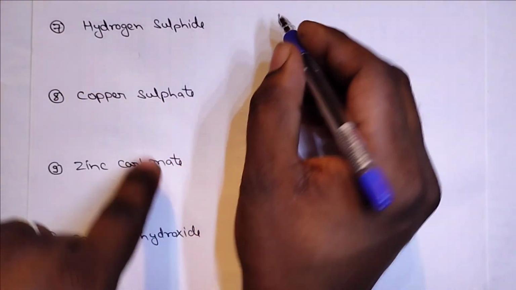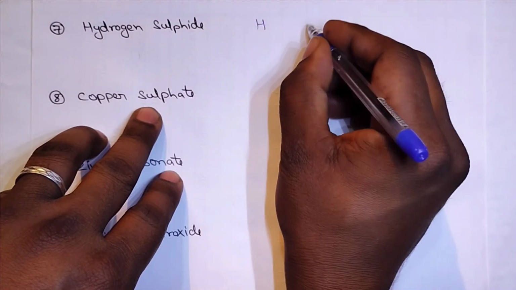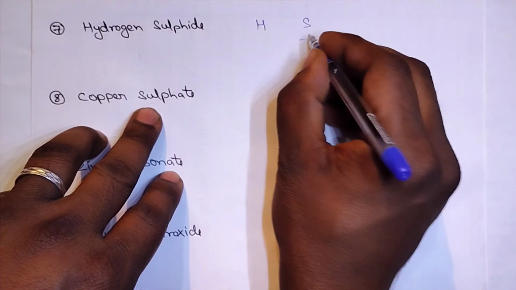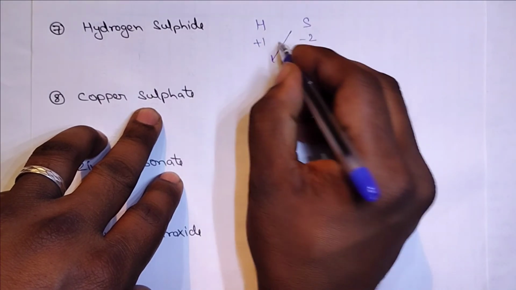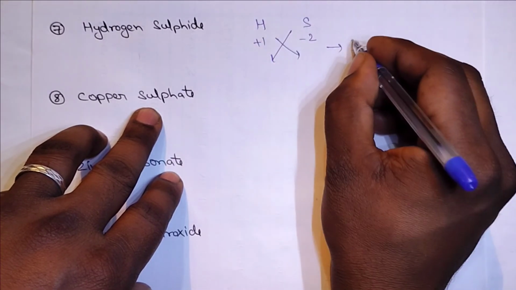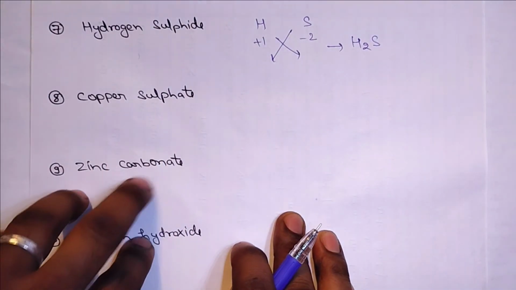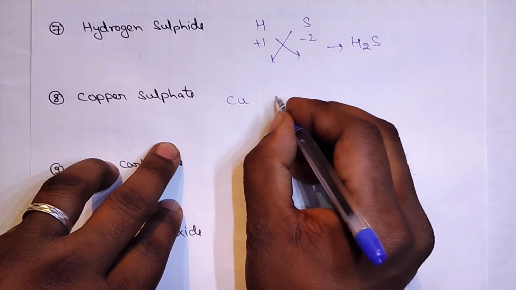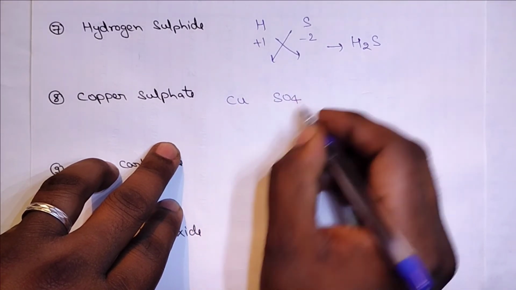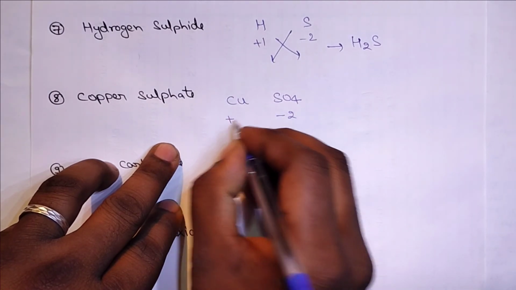Our next example is hydrogen sulfide. For hydrogen, the symbol H is used. Sulfide, S, valency of sulfide is -2, hydrogen is +1. Crisscross method, and the compound formed is H2S. In the same way, the symbol of copper is Cu. Sulfate, SO4. Valency of sulfate is -2. Valency of copper is +2.